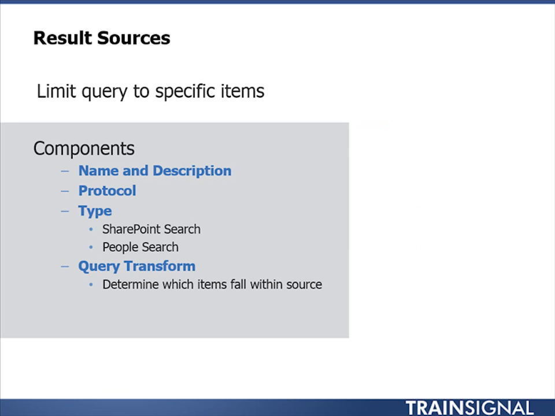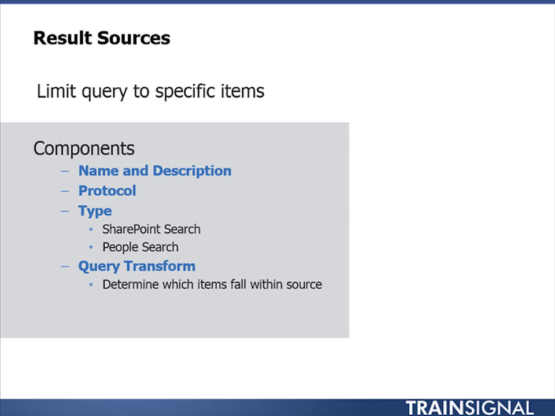So the first thing is our result source. And this is going to give us the ability to determine the name, the protocol, the type of search that we're talking about, be it SharePoint search or people search, and then also utilize a query transform to determine which items are going to fall into that source. So if I only want to search for PDF documents, then I could go in and set up a query transformation to only look for PDFs.